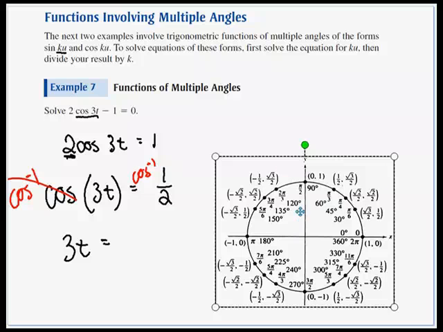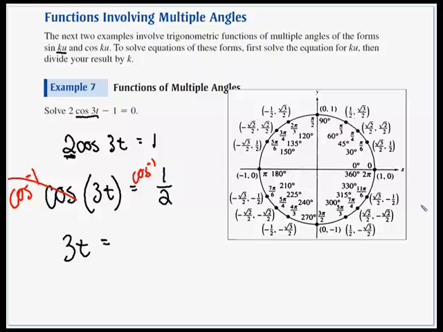So where on the unit circle are our cosine values equal to 1/2? That occurs at 1/3 pi, right here, and also at 5/3 pi. So we're going to have 1/3 pi, and we're going to have 5/3 pi.